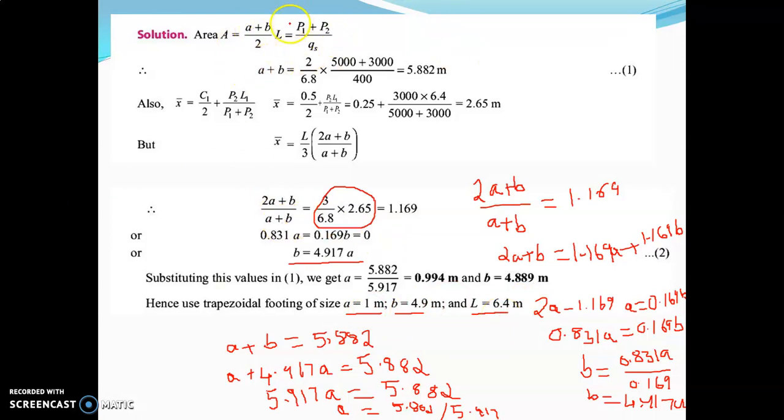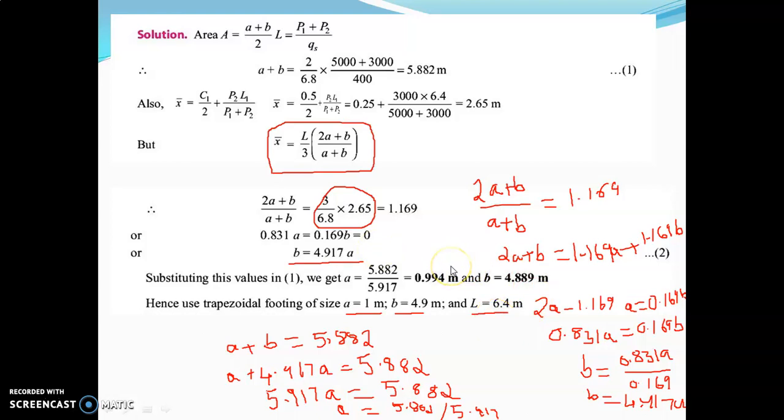Mainly you remember this formula, and you should know how to calculate X bar. Once you have X bar, you have the formula for trapezoidal. This formula you have to use, and then calculate A, B and also L.